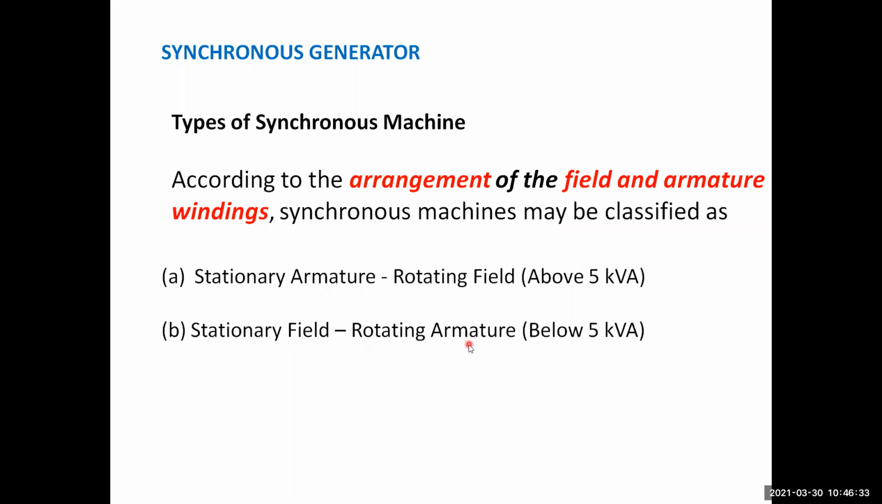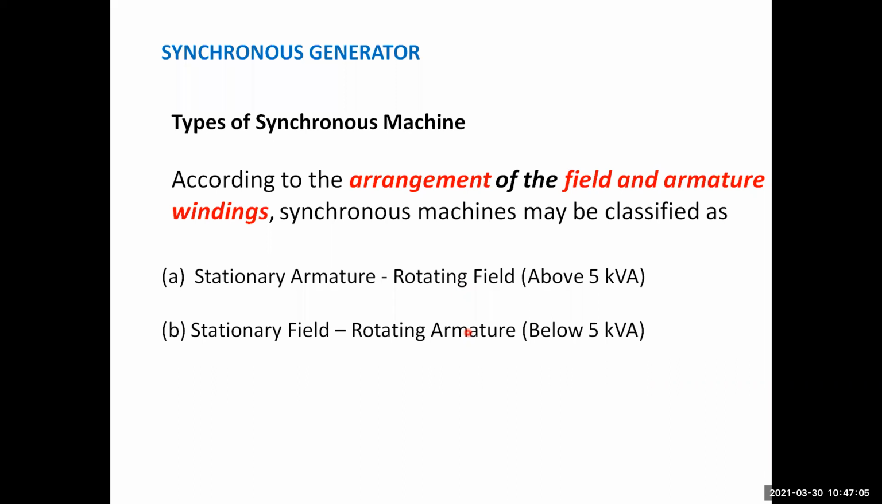In the previous animation video, we saw a rotating field and a stationary armature. The armature winding is on a stationary stator, and the field winding is rotating. In that animation video, you observe that the field winding is rotating and the armature winding is stationary. But another type is also possible: a stationary field and a rotating armature, by keeping the field stationary.